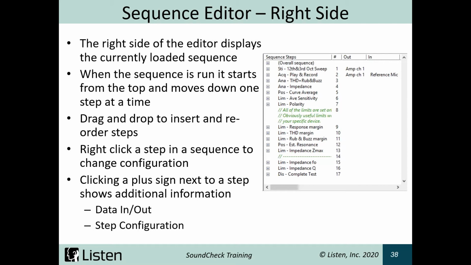On the right side is the currently loaded sequence. Before, it was blank except for that overall sequence parameter in the top. That overall sequence is a way we can configure the behavior of the sequence itself. If we double click on that step, we're actually going to see some behavior that will change how the step runs. We could set it to preload stimulus. We could change how the displays are cleared and repopulated, when data is deleted. And that's going to be a global setting for this sequence itself.